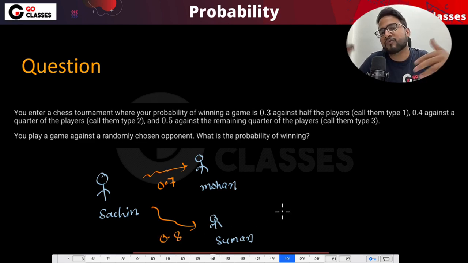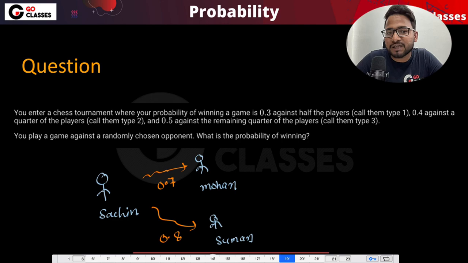So what I want to convey from this example is that there are two friends that I have. I win against Mohan with probability 0.7. I win against Suman with probability 0.8. Which means that this summation need not be 1, right? These are the individual probabilities that I have. You shouldn't ask why this summation is not 1.